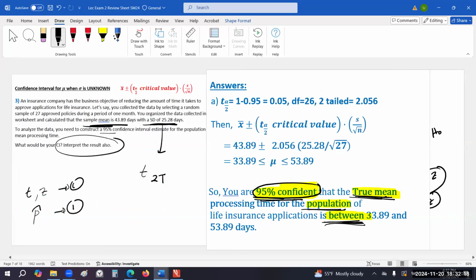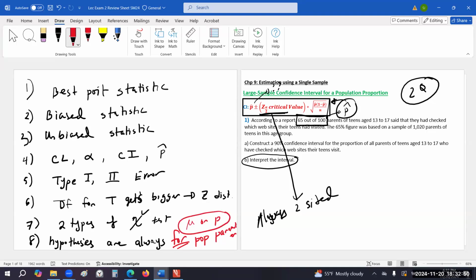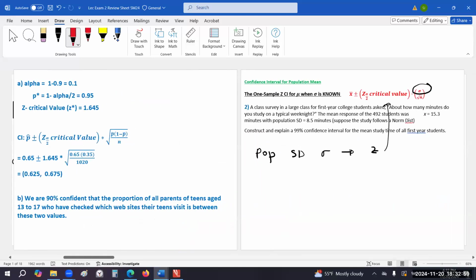This is another thing you should know. I forgot to mention: hypotheses are always for the population parameter. That means you're going to use either mu or p. You cannot use x bar or p hat. You must use mu for the population mean or p for the population proportion.